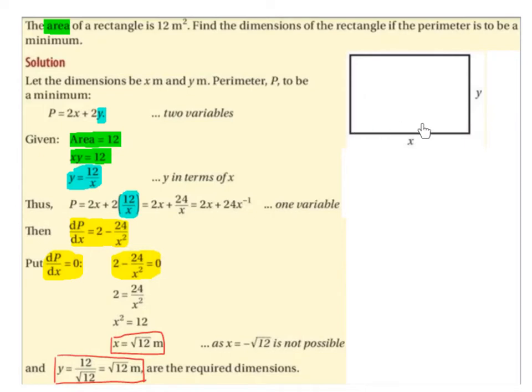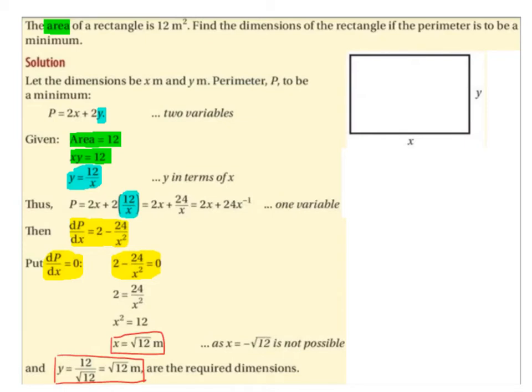So we started with drawing out our little sketch, labelling the length and the width x and y. So we let the dimensions be x meters and y meters for the length and the width. And we let the perimeter P, to be a minimum, be P equals 2x plus 2y. And it was in terms of two variables, so what we had to do was use the information in the question to rewrite this in terms of one variable.